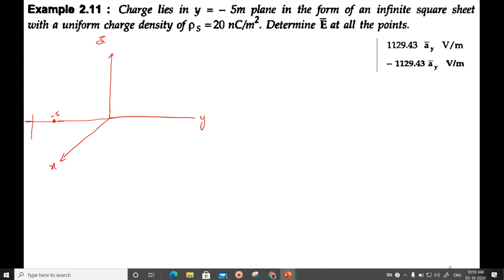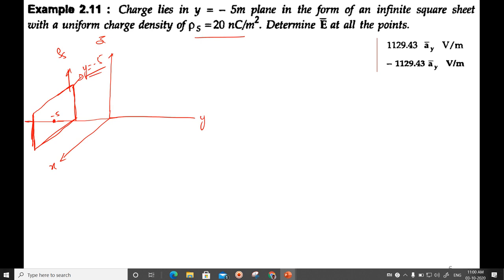First, parallel to the z-axis I will take. Then next, parallel to the x-axis. Then parallel to the z-axis, these two sides. Then parallel to the x-axis. Right? This is the infinite sheet having surface charge density rho s, equal to 20 nanocoulomb per meter square, located at y equal to minus 5. This is the y equal to minus 5 meter plane.